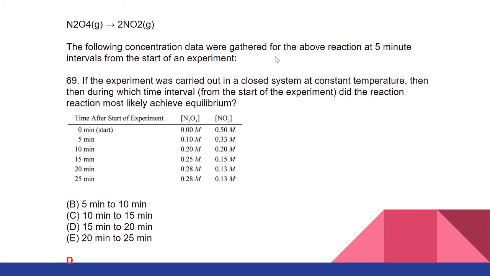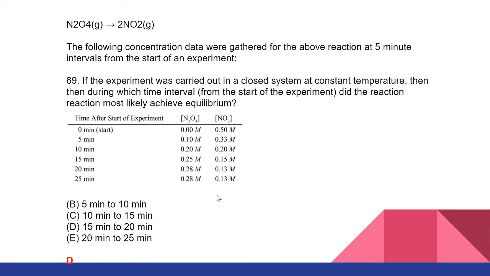The following concentration data were gathered for the above reaction at 5-minute intervals from the start of an experiment. If the experiment was carried out in a closed system at constant temperature, then during which time interval from the start of the experiment did the reaction most likely achieve equilibrium? So equilibrium is when the rate of the forward reaction equals the rate of the reverse reaction. So they're both at the same rate. So we're going to have this equal this, right? So you have this reaction right here, and you have a timetable. So you have 0 minute, 5 minute, 10 minute, 15 minute, 20 minute, and 25 minute. And then you have these changes in molar concentration, right?